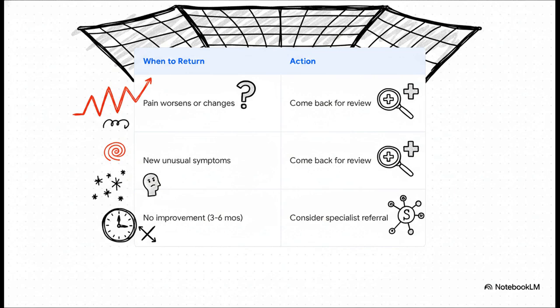Tell her exactly when she needs to come back, if the pain gets worse, if it starts happening outside of her periods, or if any new symptoms pop up. And give a clear timeline for follow-up, like 3 to 6 months, so she knows what to expect.